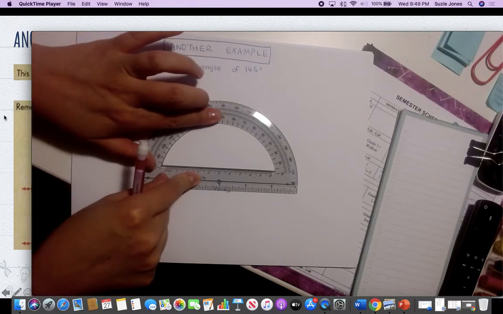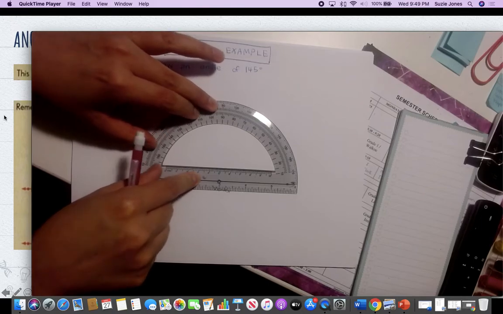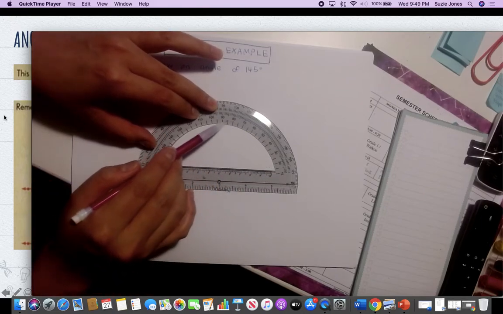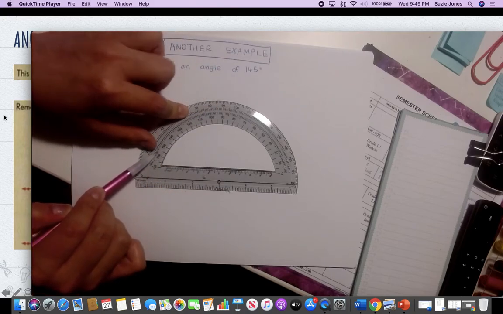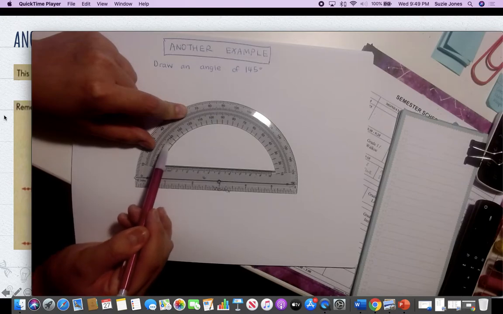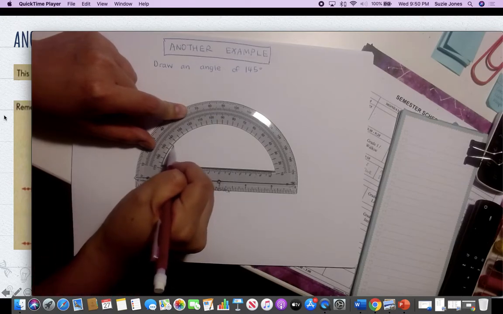So for now, let's use our inner scale. My inner scale goes from 0 on this side all the way to 10, 20, 30, 40, and all the way to, okay, oh, I see. It has to be 145. 145 is halfway between 140 and 150. So I'm going to draw a point at 145 right here.